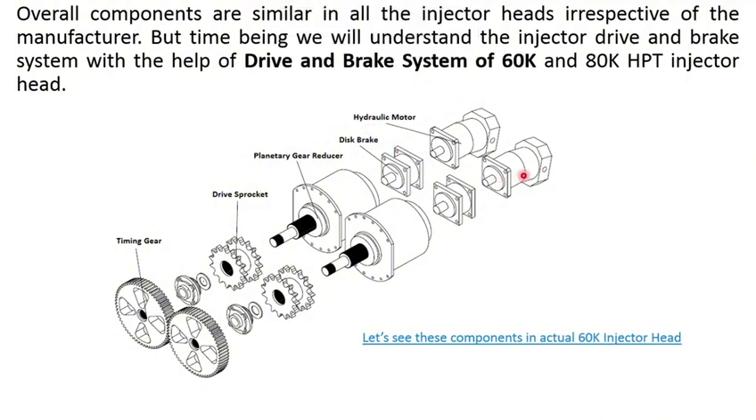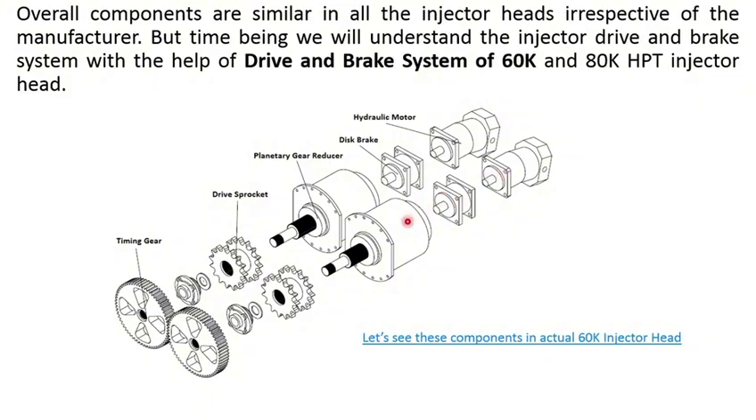Now let's summarize again the drive and brake system. There are two hydraulic motors which convert hydraulic energy of the hydraulic oil into rotational energy. This rotational energy is provided to the planetary gear reducer through the drive shaft. Then the planetary gear reducer converts the speed into torque, and this torque or rotational speed is provided to the drive sprockets, and then these drive sprockets drive the chains.